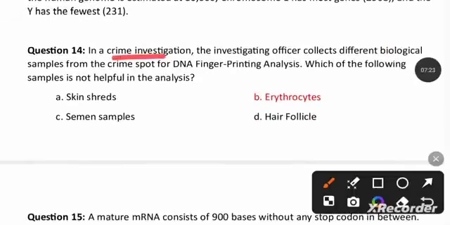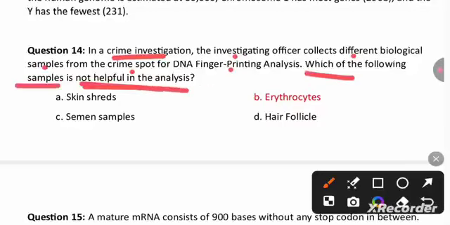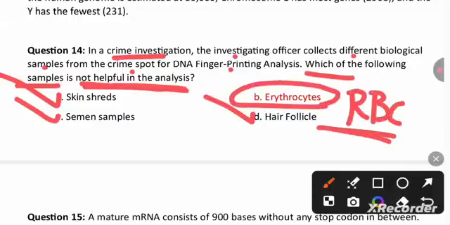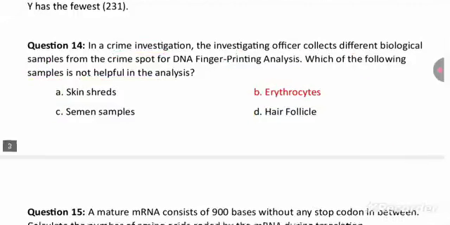In crime investigation, the investigating officer collects different biological samples from the crime spot for DNA fingerprinting analysis. Which of the following samples is not useful in the analysis? Skin, semen, and hair follicles are very useful, whereas erythrocytes, red blood cells, are not useful because they do not contain a nucleus, so they do not contain DNA.